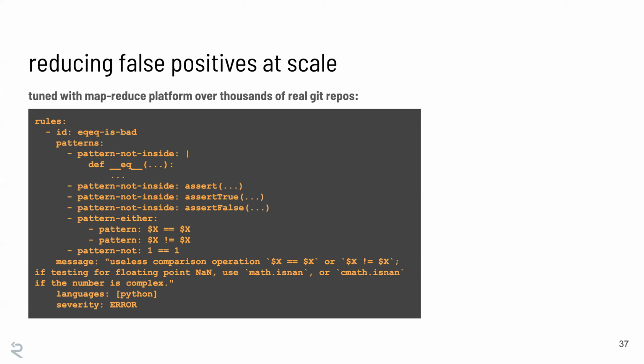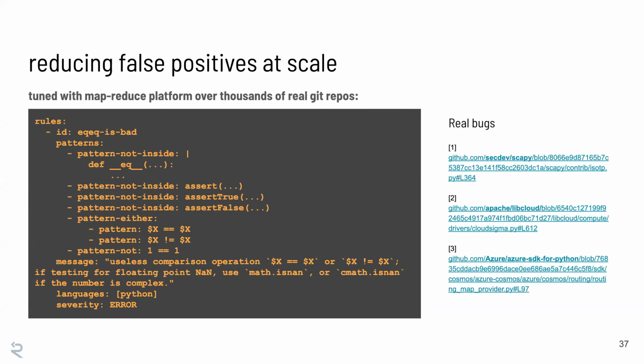And then we added a really helpful message to the developer that's basically just saying, the only time you would actually want to do this is if you're checking for a floating point not a number. There are better alternatives that you could use, like math.isnan, to check for that. Once we had it tuned like this, suddenly we got very, very few real hits. And the hits that we did get were in some really cool projects. This found bugs in Scapy, libcloud, and the Azure Python SDK, which is pretty cool.